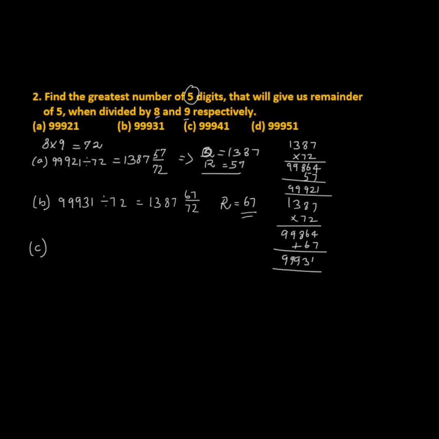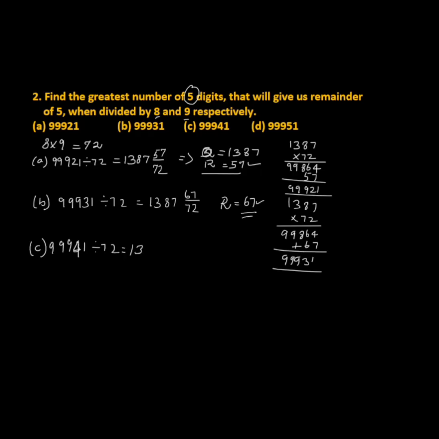Look here, from option A to B, 10 increased, and B to C, one more 10, C to D, another 10 increased. So when we are dividing by 72, the remainder increases. Here remainder is 57, here remainder is 67. So definitely here we will be getting remainder 77. With the same quotient 1387, we will be getting remainder 77. So one more time we can divide.